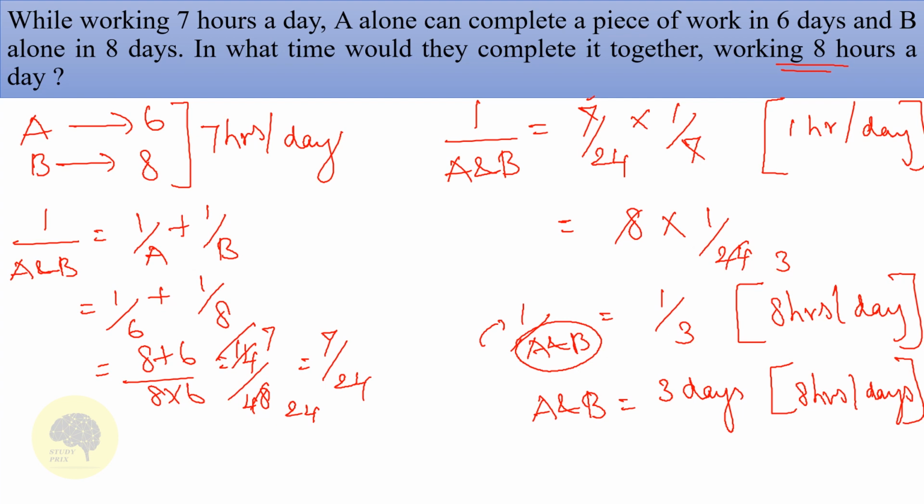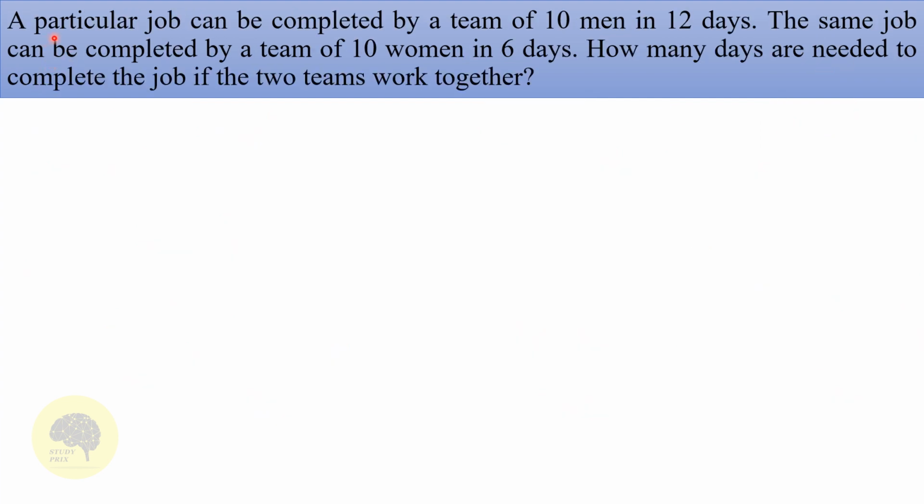Let's go to the next question. A particular job can be completed by a team of 10 men in 12 days. The same job can be completed by a team of 10 women in 6 days. How many days are needed to complete the job if the two teams work together? In this question, don't bother about the men and the women. Just simply list out the data from the question.